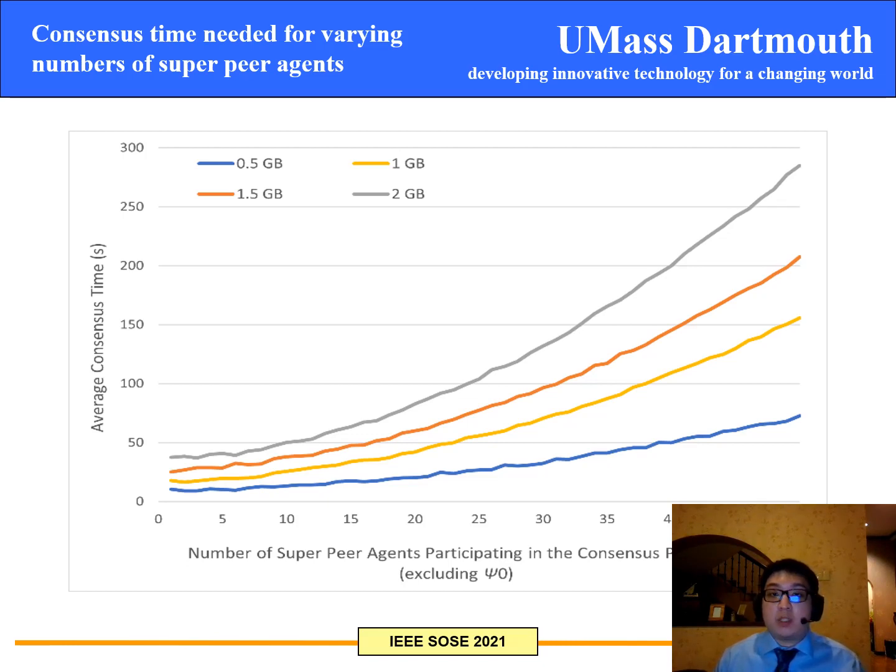Based on the experimental results, we can conclude that although our approach might not work well with a large number of superpeer agents, it demonstrates reasonable average consensus time for a limited number of superpeer agents of no more than around 30 agents.